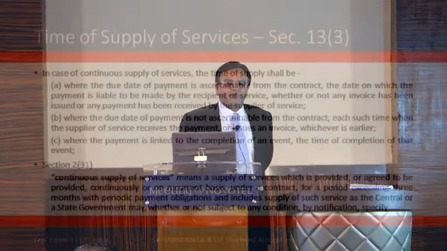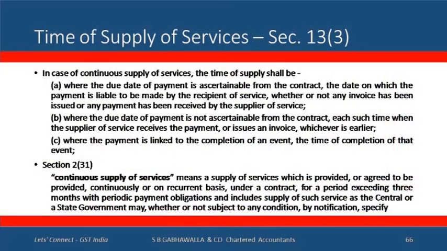Let's go to continuous supply. Here we see some interesting changes. In case of continuous supply of services, the time of supply shall be, where the due date of payment is ascertainable from the contract, the date on which the payment is liable to be made by the recipient of service, whether or not any invoice has been issued or any payment has been received by the supplier of service. Let's pause for a minute. This is different than what we have right now. Right now we have a continuous supply wherein there is a deemed completion.